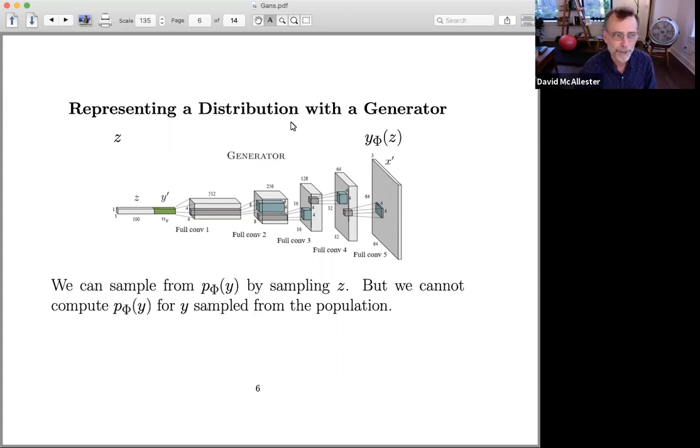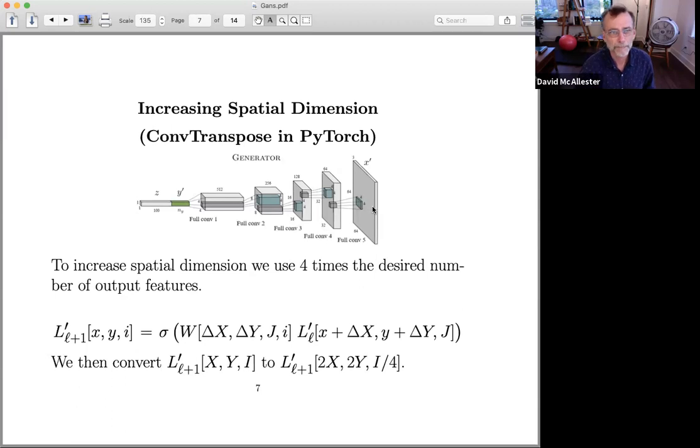We can sample from this distribution simply by sampling this random vector, which is continuous, and then running it through this network. Okay, so how does this network work in more detail? And in particular, how do we define a convolution process that's increasing the spatial dimension rather than shrinking the spatial dimension? We talked about pooling and striding to shrink the spatial dimension when we were building ImageNet classifiers. Here we're taking a random number and we're increasing its spatial dimension.